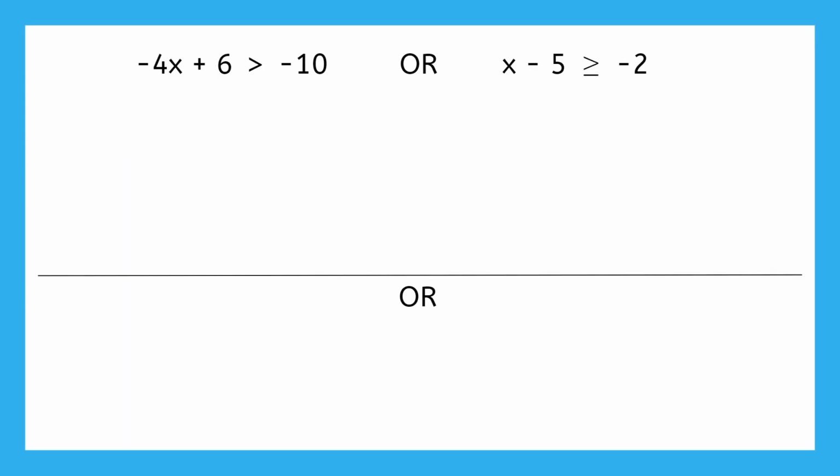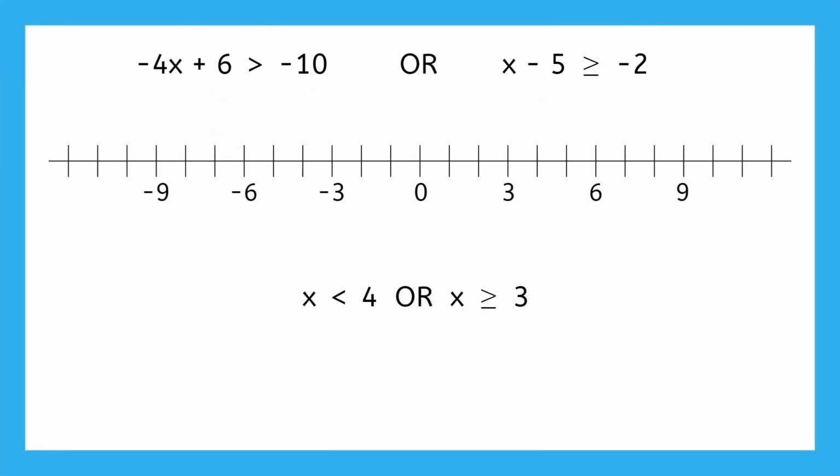So here's our next example. Negative 4x plus 6 is greater than negative 10, or x minus 5 is greater than or equal to negative 2. We'll go ahead and leave the or at the end for when we have our final answer. And for the inequality on the left, we subtract 6, then divide by negative 4, remembering to flip the symbol. And on the right inequality, we just need to add 5 to both sides. So our answer is x is less than 4, or x is greater than or equal to 3.